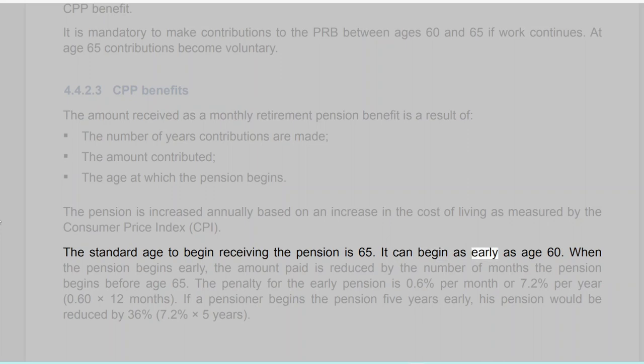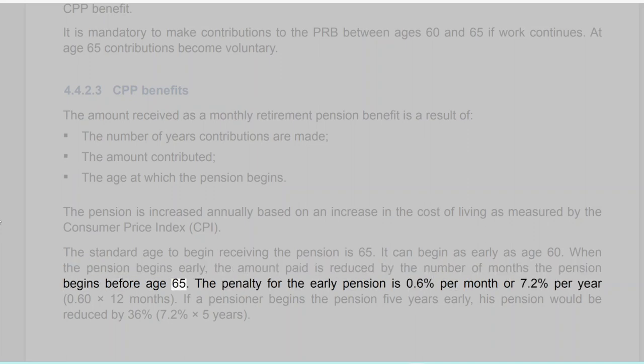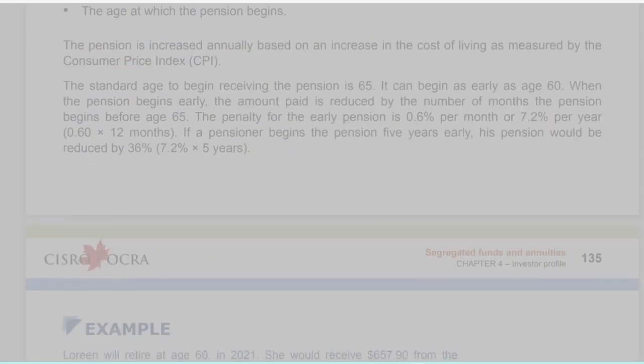It can begin as early as age 60. When the pension begins early, the amount paid is reduced by the number of months the pension begins before age 65. The penalty for the early pension is 0.6% per month or 7.2% per year, 0.60 by 12 months. If a pensioner begins the pension 5 years early, his pension would be reduced by 36%, 7.2% times 5 years.